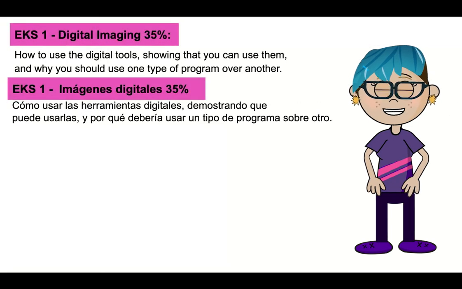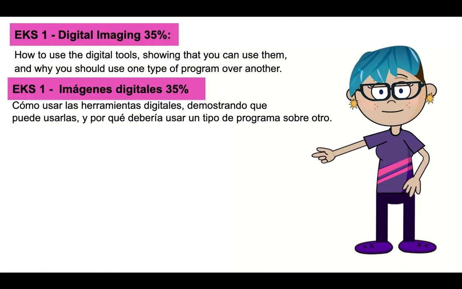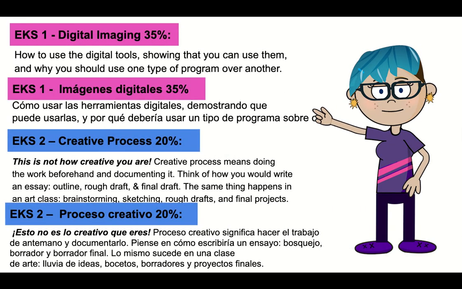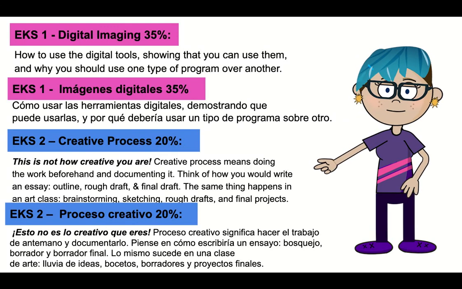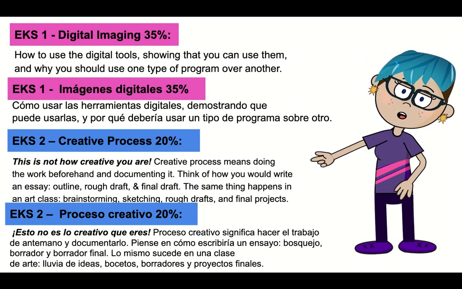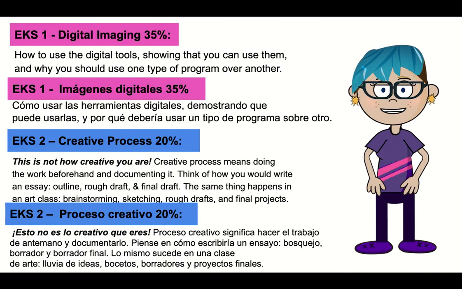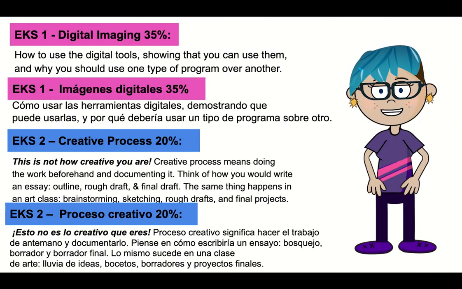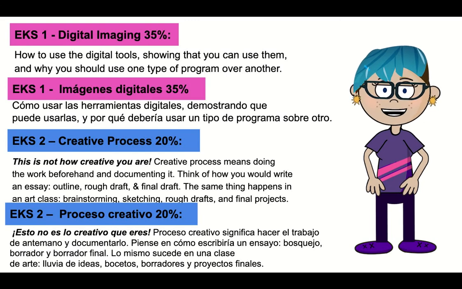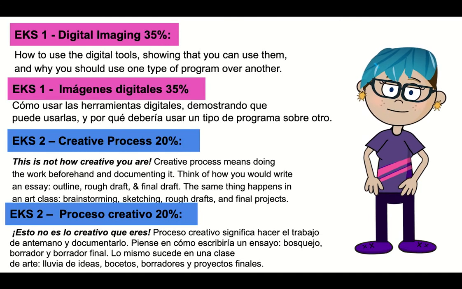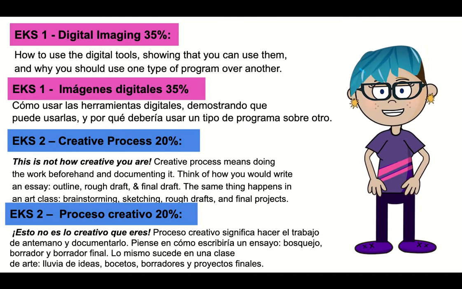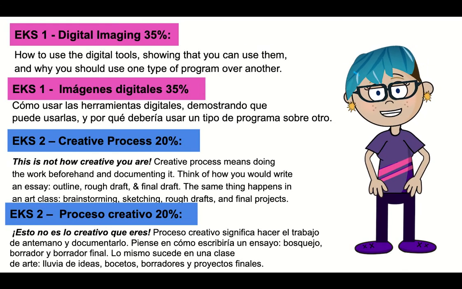So what does digital imaging mean? How to use the tools, showing you can use them, and why you should use one type of program over another. What creative process is. This always seems to throw kids for a loop, but it's not how creative you are. It means that you've done the groundwork beforehand and you've documented that you've done it. So think about writing an essay. There's an outline, a rough draft, and a final draft. And we do the same thing in art class. There's brainstorming, sketching, rough drafts, and then our final projects.